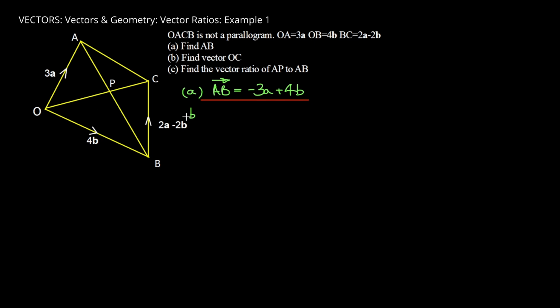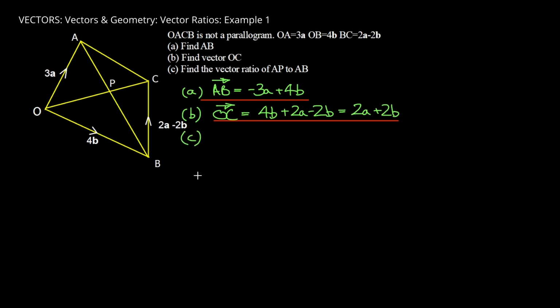Okay, part B. We're asked to find the vector OC. Now, how can we travel OC along vectors we know? Well, again, quite simply, we travel along OB positively, and we travel along BC positively as well. So OC is equal to 4B plus 2A minus 2B, and that will simplify to 2A plus 2B, and that's the answer to part B.